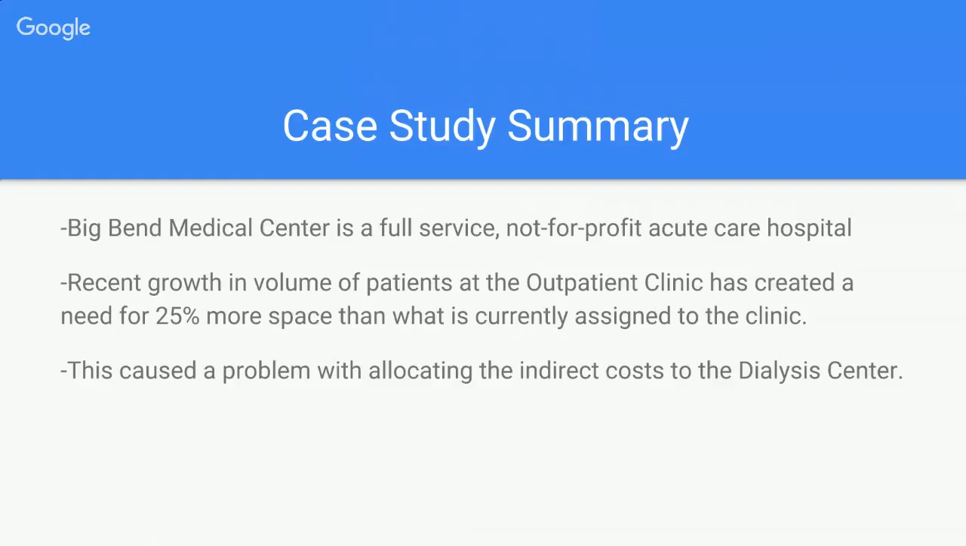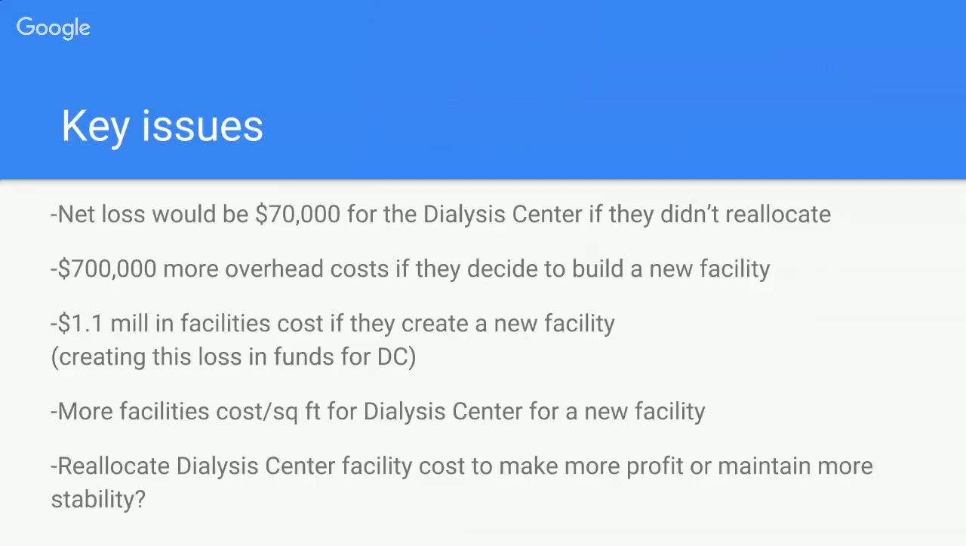And this, in turn, caused a problem with the allocating of direct costs to the dialysis center. The key issues here are that there would be a net loss of $70,000 for the dialysis center if they didn't reallocate those direct costs, and $700,000 in more overhead costs if they decided to build a new facility. There would also be $1.1 million in facilities costs if they created a new facility. There would be a loss of funds at the dialysis center with that. And there would be a higher facility cost per square foot for the dialysis center for a new facility.